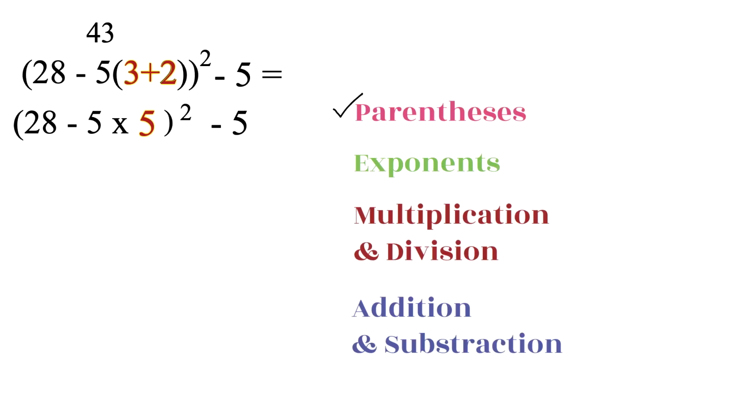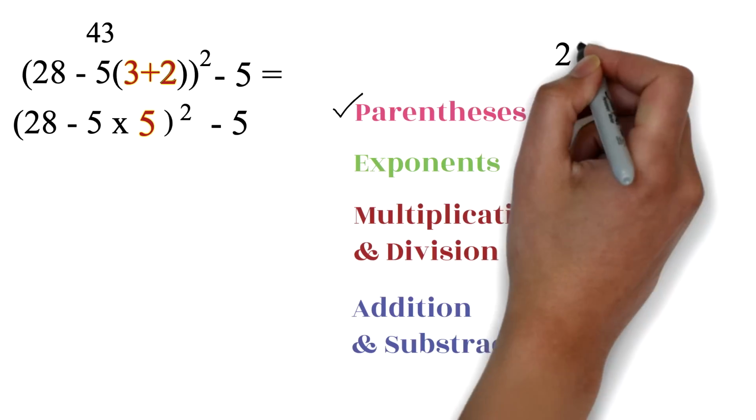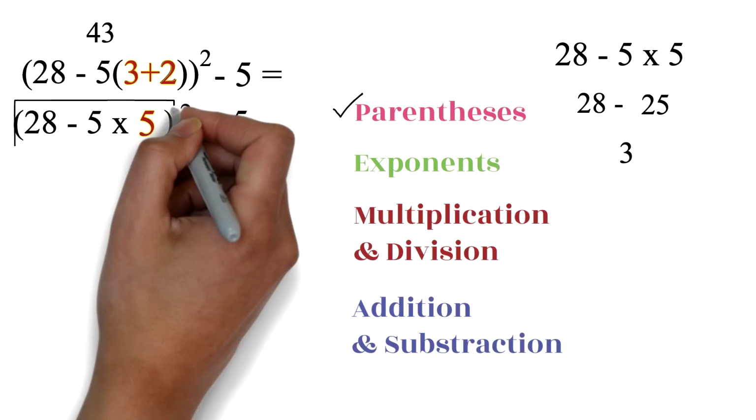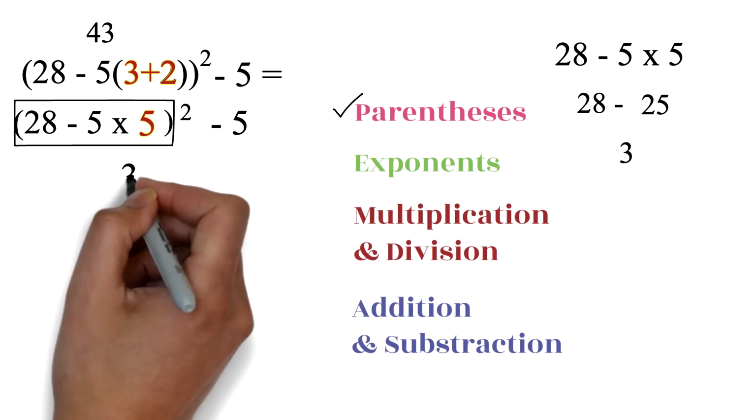Using the order of operations, we have to perform the operation in parenthesis. We'll notice that the operation in parenthesis also has multiple operations. That's subtraction and multiplication. We will use the order of operations to work that out. We know we have to do multiplication before subtraction. So we have 5 times 5, which is 25. Then we have 28 minus 25, which is 3. Now all these have been simplified to 3.